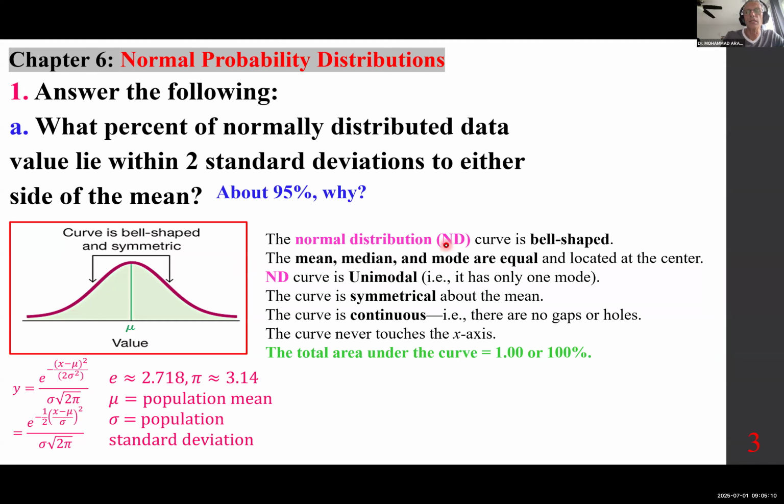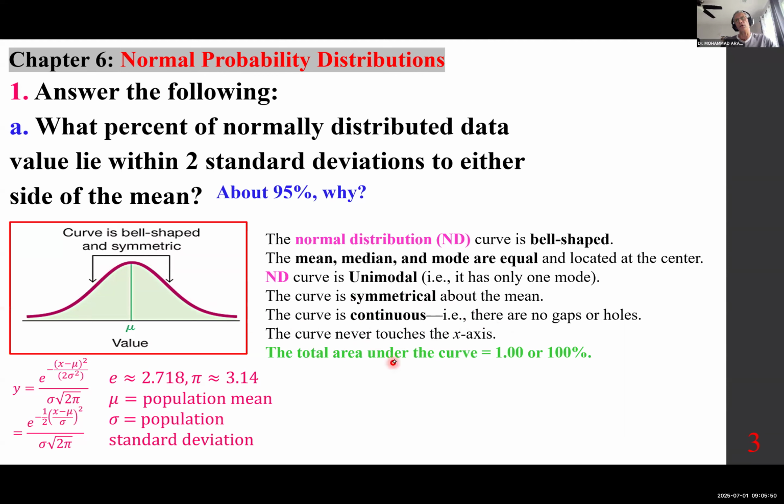The normal distribution, ND for short, curve is bell-shaped. The mean, median, and mode are equal and located at the center. The ND curve is unimodal. It has only one mode. The curve is symmetrical about the mean. The curve is continuous. That means there are no gaps or holes. The curve never touches the x-axis. It goes to infinity along the horizontal axis and negative infinity.